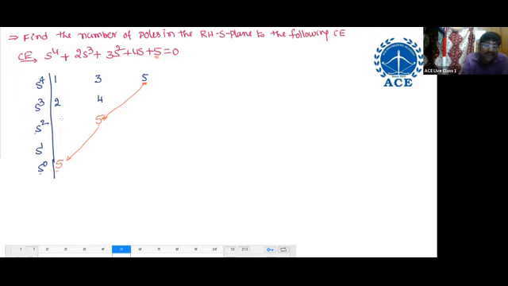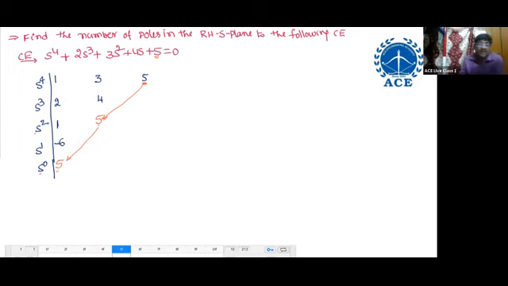Now, how many coefficients do you have to find? Two coefficients. 2 into 3, 6. 6 minus 4, 2. 2 by 2, 1. Next, 1 into 4, 4. 4 minus 10, that means minus 6. Minus 6 by 1 means minus 6 only.